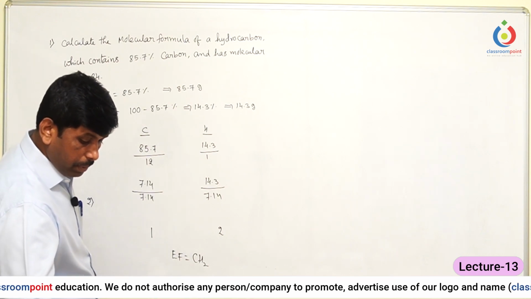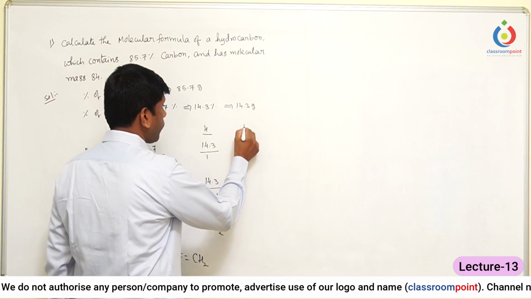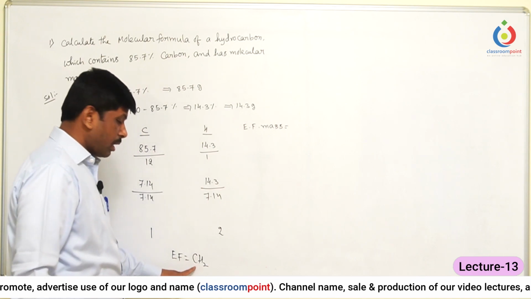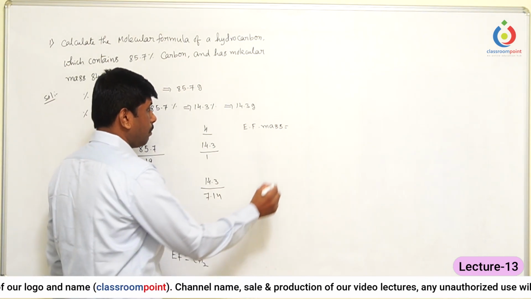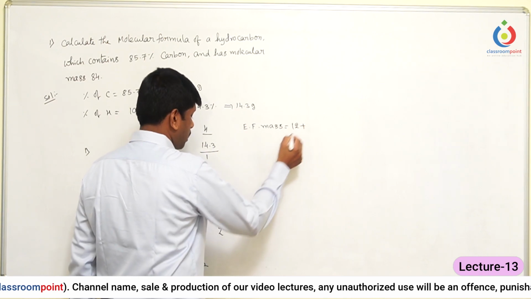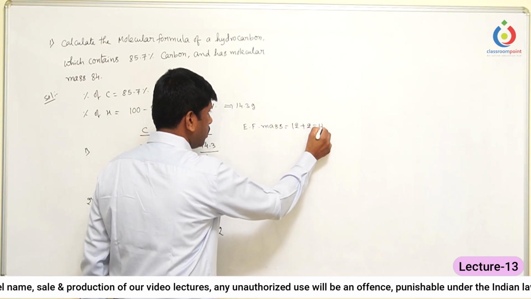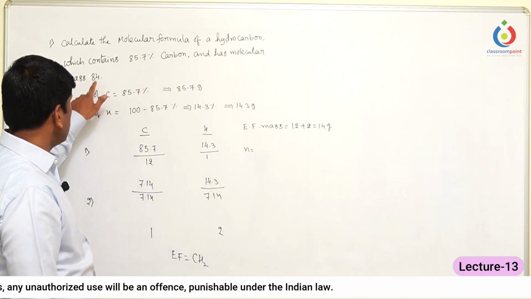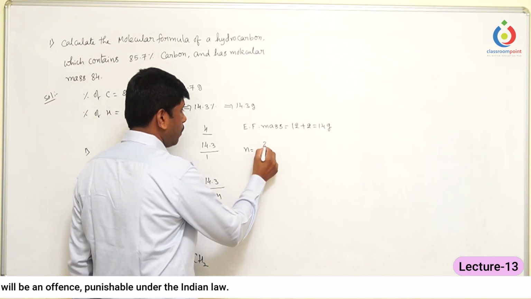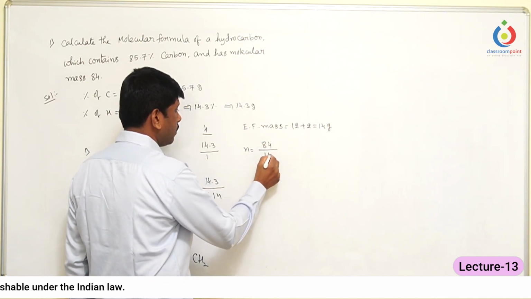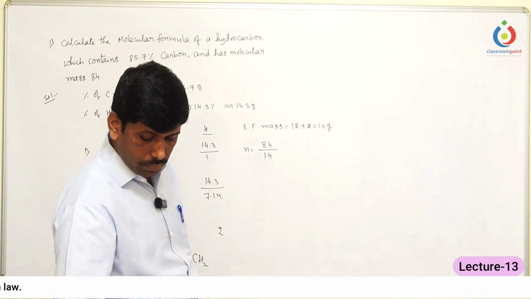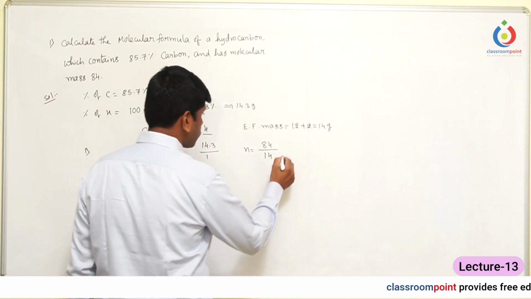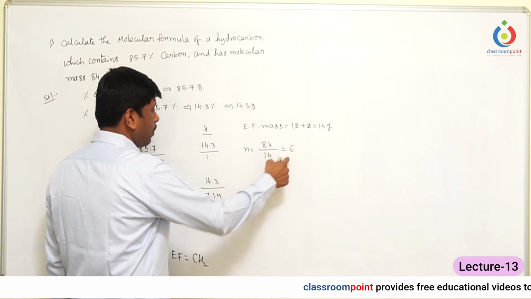Let us find out the empirical formula mass. Empirical formula mass is equal to 1 carbon, 2 hydrogens present in this empirical formula. So 1 carbon is 12 grams and 2 hydrogens is 2 grams, total value is equal to 14 grams. Then find out the N value, because the molecular mass is given, that is 84. So 84 divided by 14. So its value is equal to 6. So N value we got now.